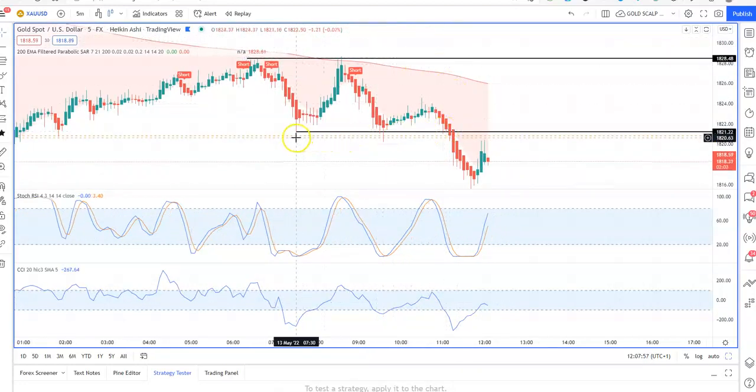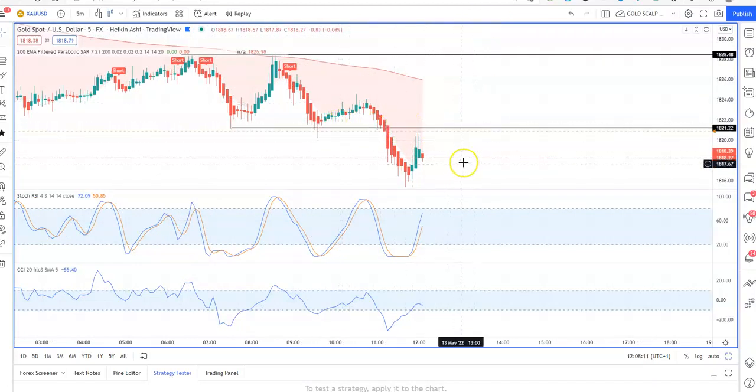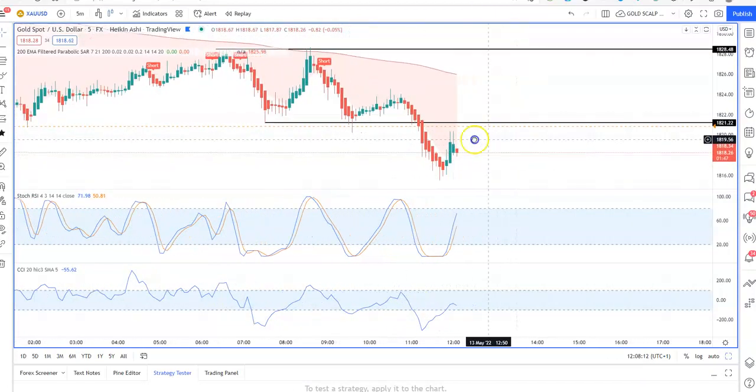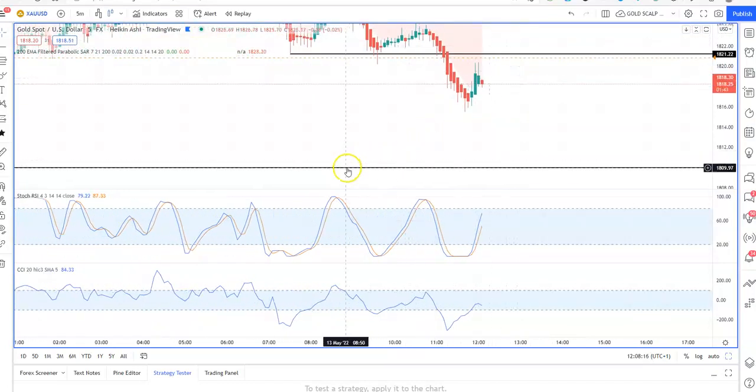So if the price comes up to 1821, then I will get an alert. And if it does come up, I will see what the reaction is. Is it going to change trends and go up? Or is it going to stay down and actually start to move down and continue down to, I've drawn a line here, 1810.